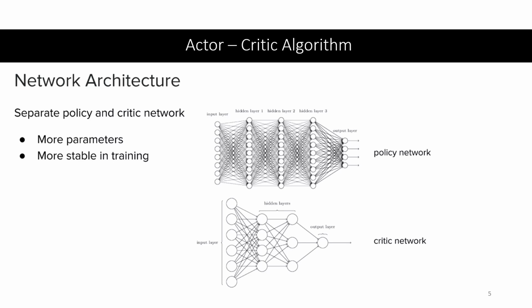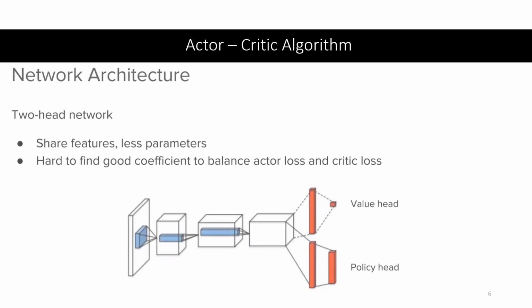So there are two network architectures. The first one is a separate policy network and critic network. It has more parameters and is more stable in training, with a policy network trained and a critic network trained separately. But in the architecture in this slide, we share features and get fewer parameters. We have a CNN backbone to extract features, and then we have two heads.